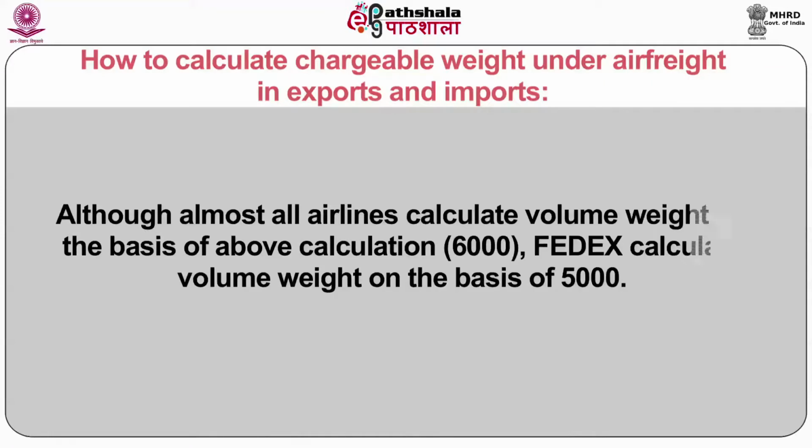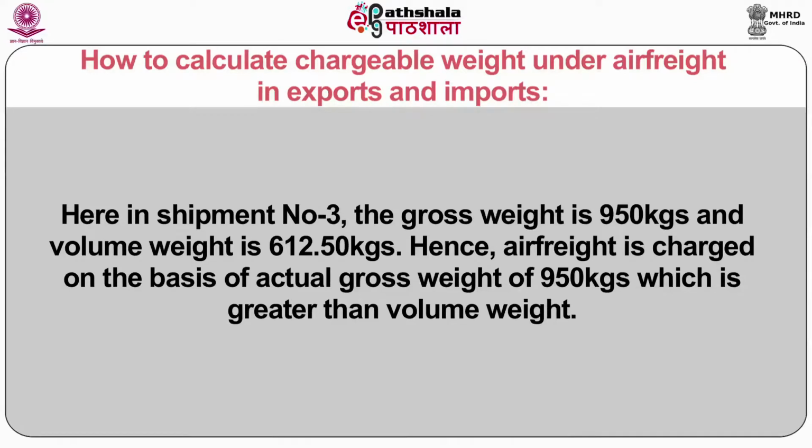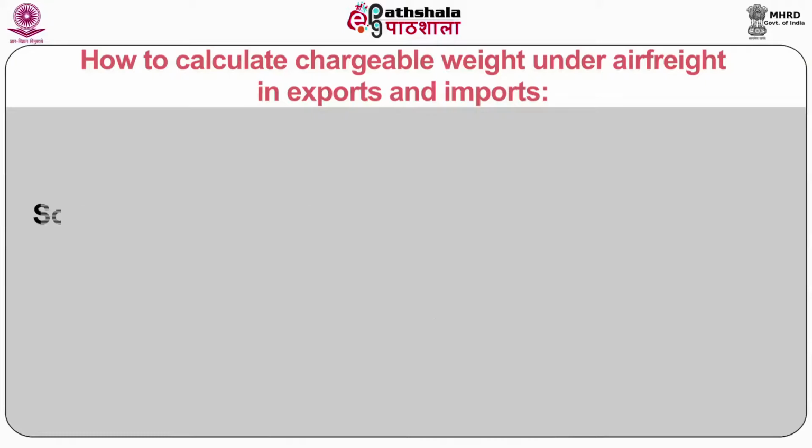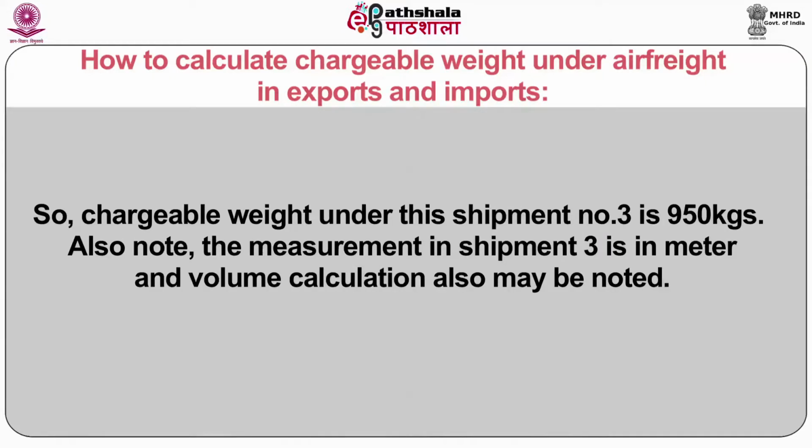612.50 kgs. Although almost all airlines calculate volume weight on the basis of above calculation, that is 6000, FedEx calculates volume weight on the basis of 5000. Herein, shipment number 3, the gross weight is 950 kgs and volume weight is 612.50 kgs. Hence, air freight is charged on the basis of actual gross weight of 950 kgs, which is greater than the volume weight. So, chargeable weight under this shipment number 3 is 950 kgs. Also note that the measurement in shipment 3 is in meter and volume calculation also may be noted.